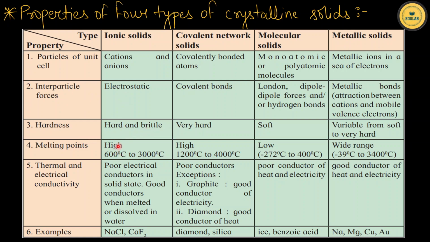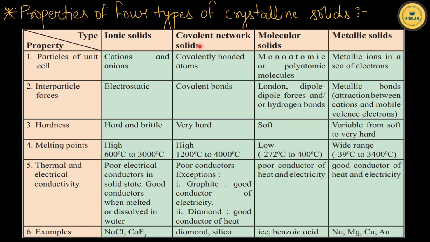Melting points of ionic solids are high, that is 600 degrees Celsius to 3000 degrees Celsius. And thermal and electrical conductivity of ionic solids are poor. Electrical conductor in solid state is poor, good conductor when melted or dissolved in water. Examples of ionic solids are NaCl, CaF2.